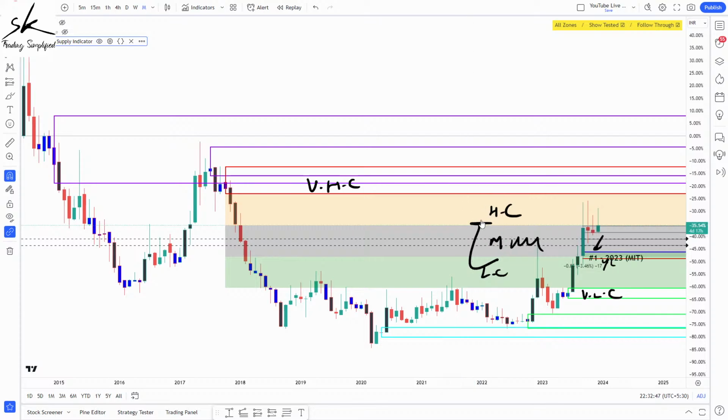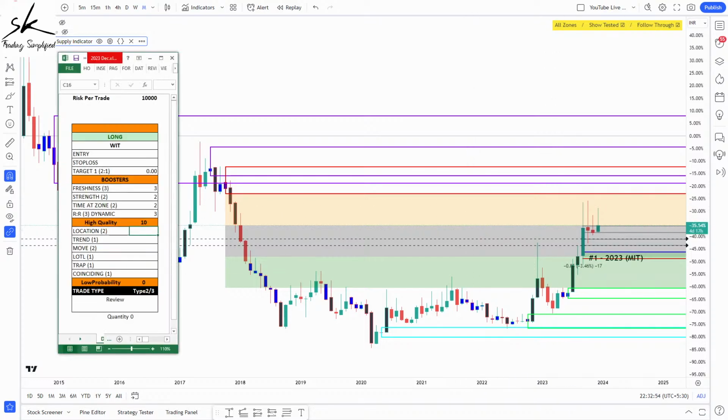So we know we are not closer to demand. We are not even closer to supply. We are somewhere in between, which does not give us any edge as far as the curve analysis is concerned. So the middle of the curve will get a score of 0.